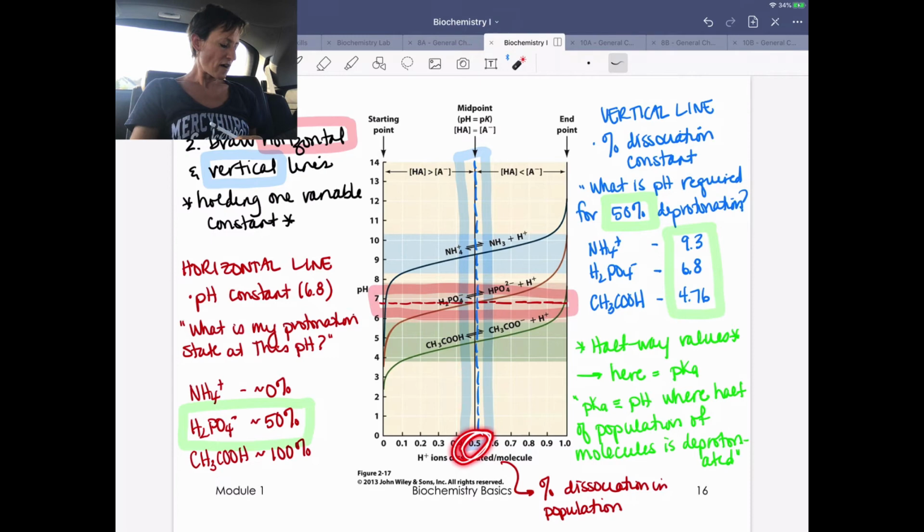So if we want half of our molecules to be deprotonated, we'd need to be at this pH for acetic acid. That's its pKa. We'd need to be at this pH for H2PO4-. That's its pKa. And we'd need to be at this pH for NH4+. That's its pKa. So a lot from a little figure, but it introduces a lot of the concepts that we're going to use throughout this course.